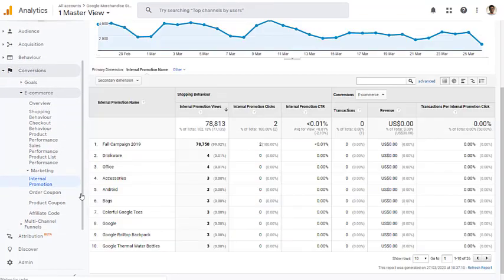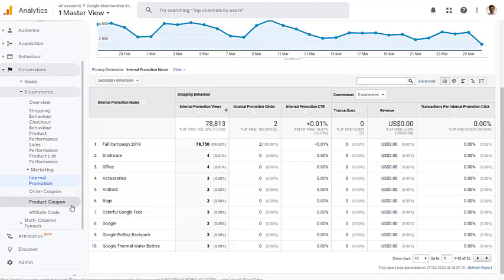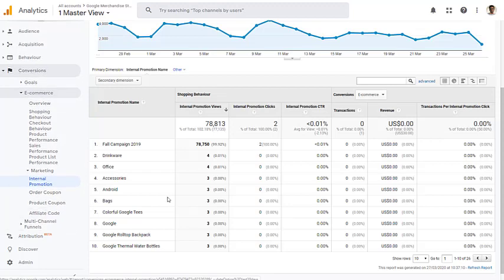So here what you see is internal promotion. Instead of internal promotion, here you will see order coupons, product coupon, or the affiliates. Now internal promotions, I told you what internal promotions are. This report tells me details of the same. I might have 10 different banners which are available for me, which I can use to promote my own products. This place tells me which of those banners available on your website is effective. Fall campaign 2019. This was the most effective campaign.